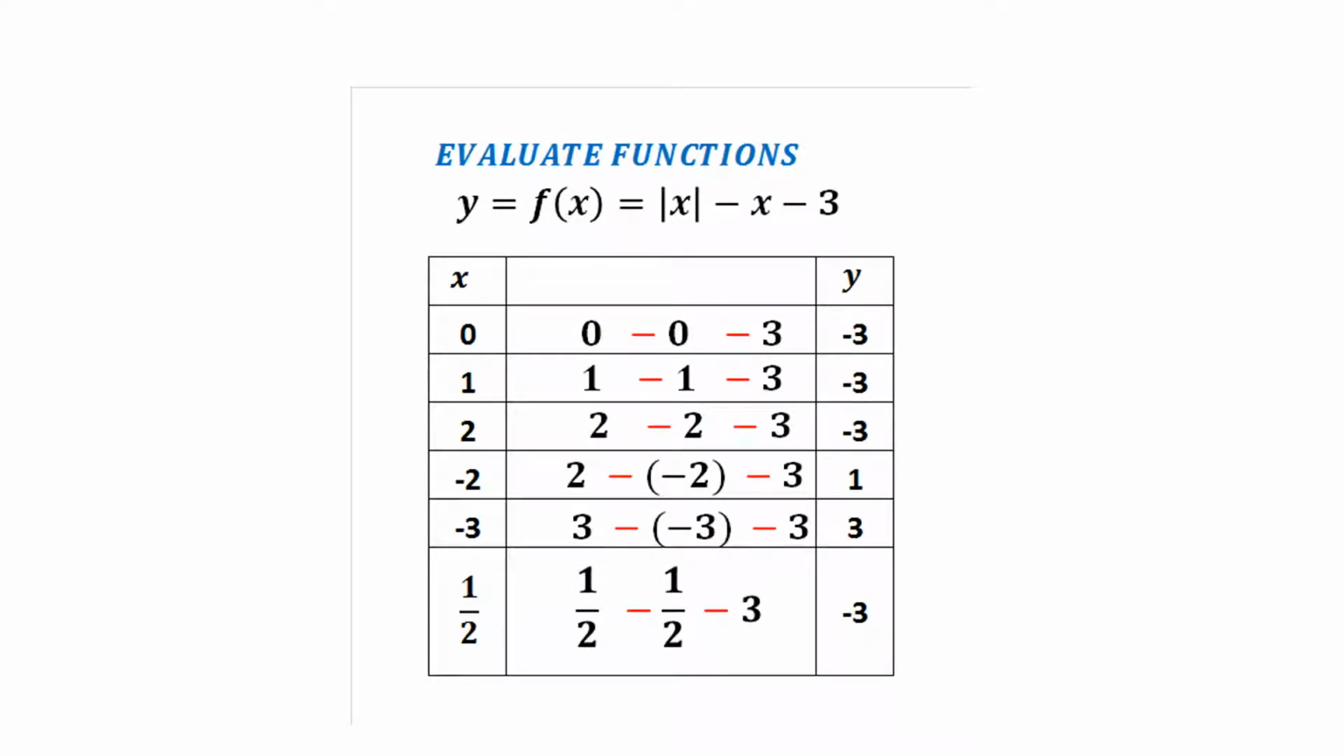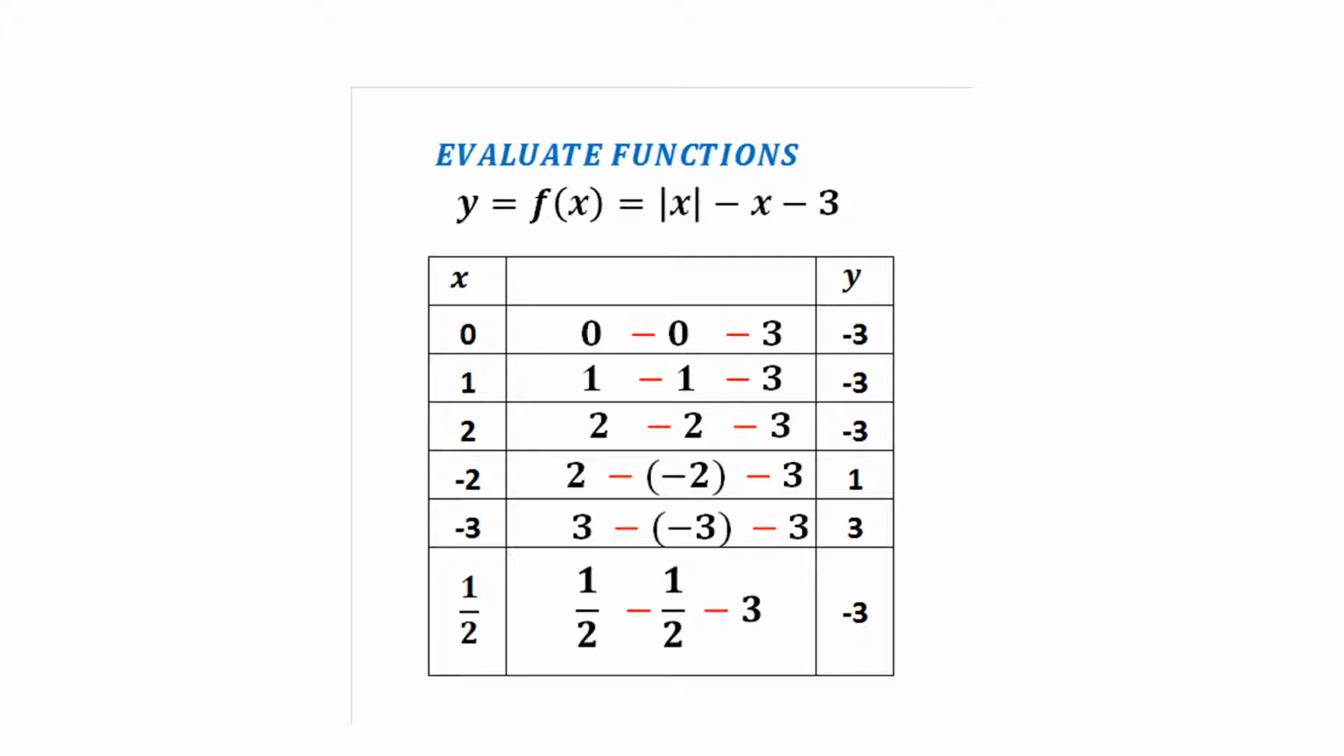Evaluate functions. So this one, f of x is the absolute value of x minus 3. And you might look in the table. I have in red the minus signs. All we're going to do is evaluate the absolute value of x. We'll put x in, and then we'll see what we got. So the absolute value of 0, 1, 2, negative 2, negative 3, and a half is respectively 0, 1, 2, 2, 3, a half. It's the positive parts of all the numbers.